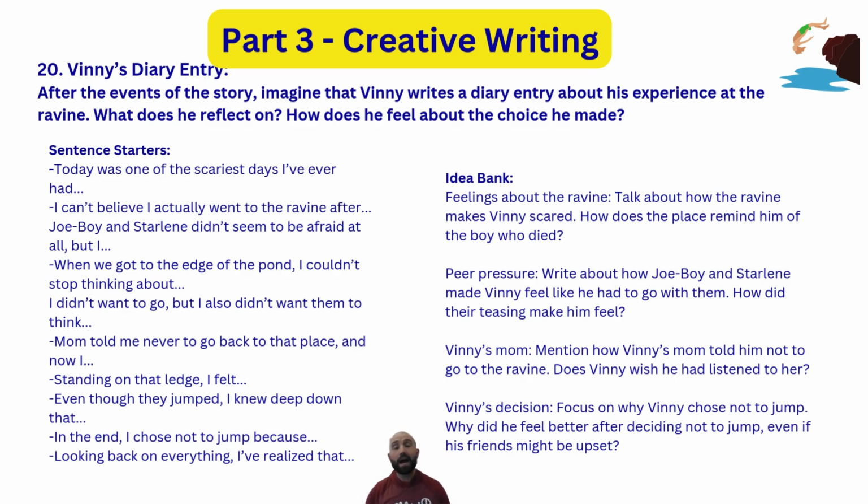Another sentence starter, let's go all the way at the bottom, the last one: "Looking back on everything, I've realized that." That would be a great sentence starter at the end of your story or the end of your journal entry to have Vinny look back and think about what he's learned about peer pressure and fear and doing what he believes is right instead of what other people try to get him to do. But it's not just sentence starters. I also have an idea bank for you. I have ideas about feelings about the ravine, peer pressure, Vinny's mother, and Vinny's decision at the end. So you can use any of these sentence starters, and you can use the ideas from the idea bank to get your creative writing flowing too if you want to do the journal option.